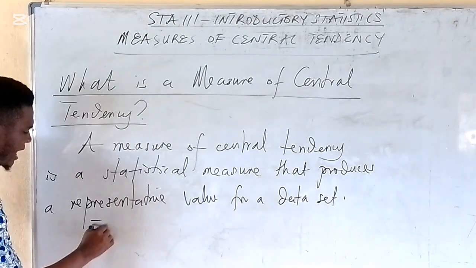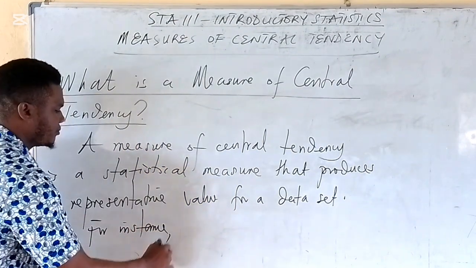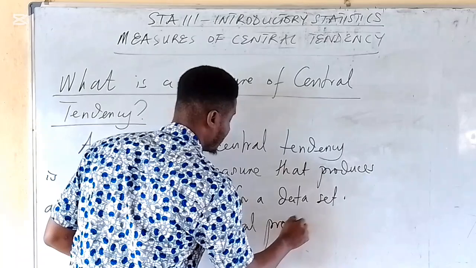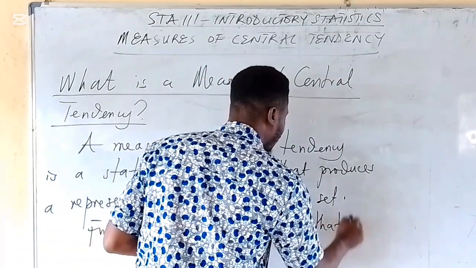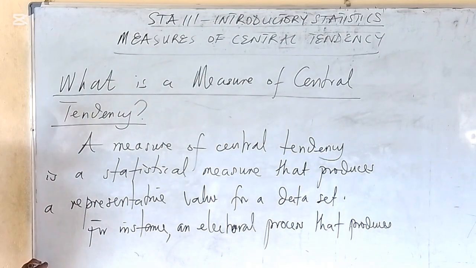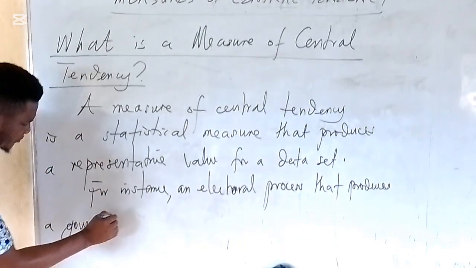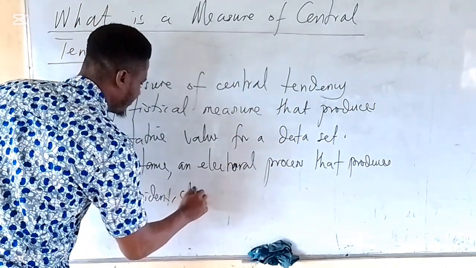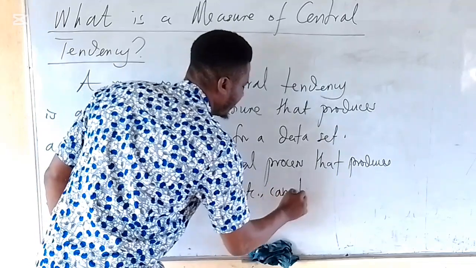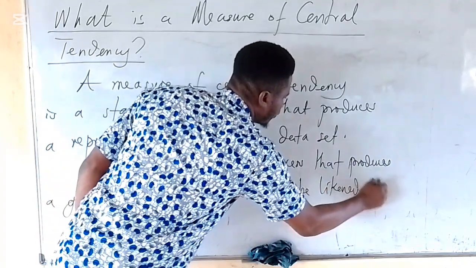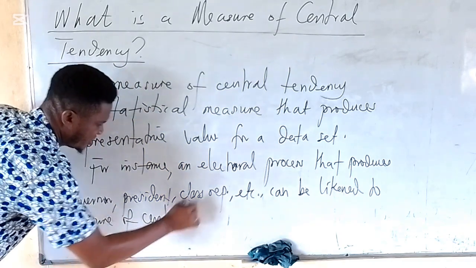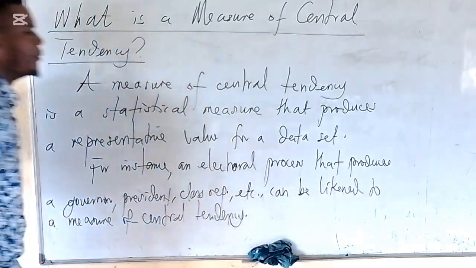Is it clear? For instance, an electoral process that produces a governor, president, class rep, etc., can be likened to a measure of central tendency. Full stop.